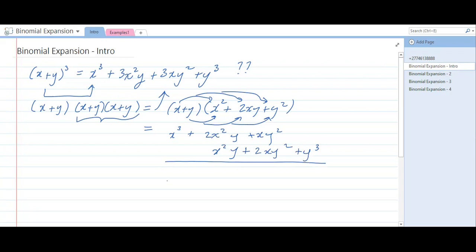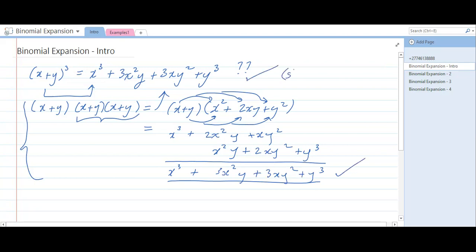So this is how we usually open it up. So what we have is x cubed plus 3x squared y plus 3x y squared plus y cubed. So you can see in this long method that the result of this and the result of this, the short method, is basically the same. So what is the short method? This is what we call binomial expansion. Why binomial? Because we are expanding two terms in the bracket, two terms to the power n.